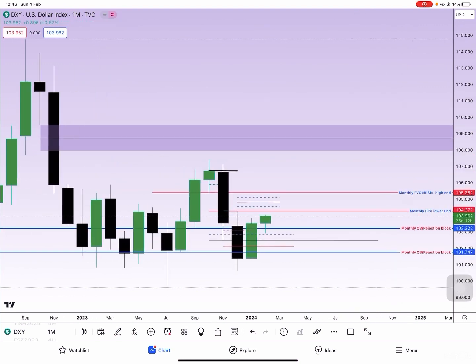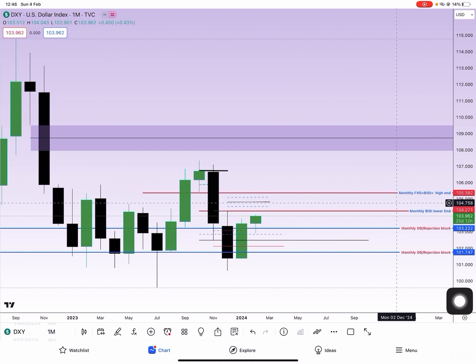Okay, so what is this? This monthly fair value gap is also called BC, which is buy side imbalance and sell side inefficiency. Oh, sorry, buy side inefficiency. Yeah, I'm right. Sorry, that's confusing, BC and CB, but I would call it a fair value gap for now. And buy side imbalance, it's a sell side inefficiency. So to balance the sell side inefficiency, it's going up again.